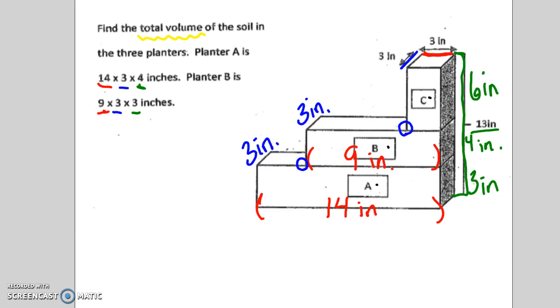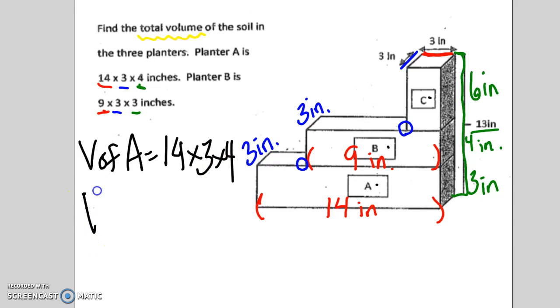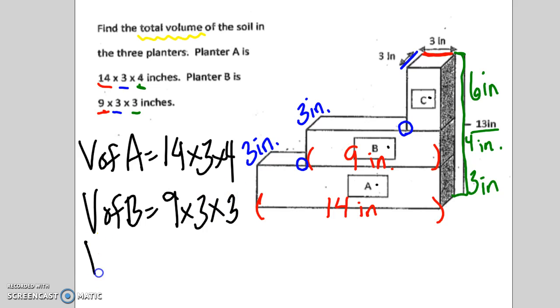Find a good spot to write this down if you would. Okay, so we are going to write volume of prism A. What are those dimensions? These were given to us, 14 by 3 by 4. All right, now we've got volume of prism B. And again, that was given to us. We've got 9 by 3 by 3. All these dimensions are measured in inches, if you recall. So volume of prism C.